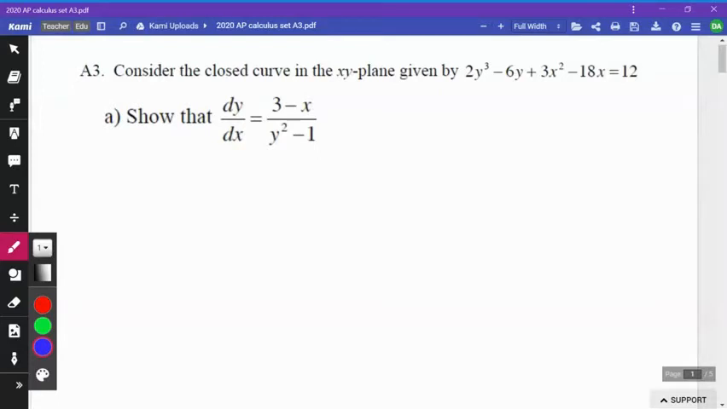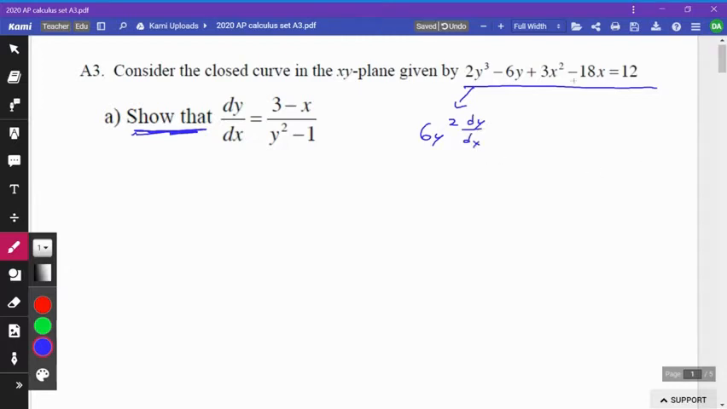The first part just wants you to show, so you have to show your work, that the derivative is (3 minus x) over (y squared minus 1). All I'm going to do is take the derivative of this. Just remember the derivative of 2y cubed is 6y squared dy/dx.